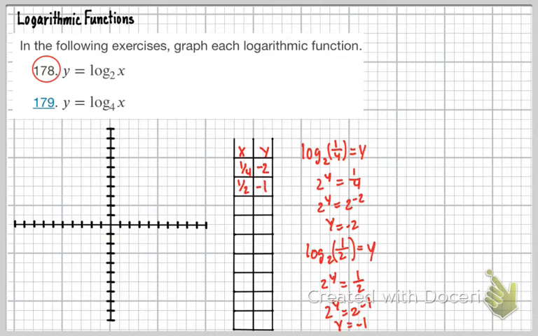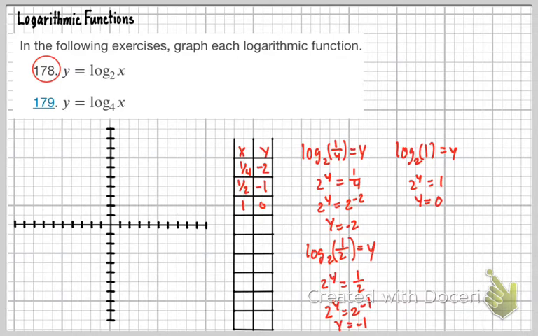All right, so next I'm going to try 1. So when I plug in 1, that's log base 2 of 1, and that's going to equal y. So that's 2 to the y equals 1. So y equals 0, because remember, anything to the 0 power is 1. So my y has to be 0.